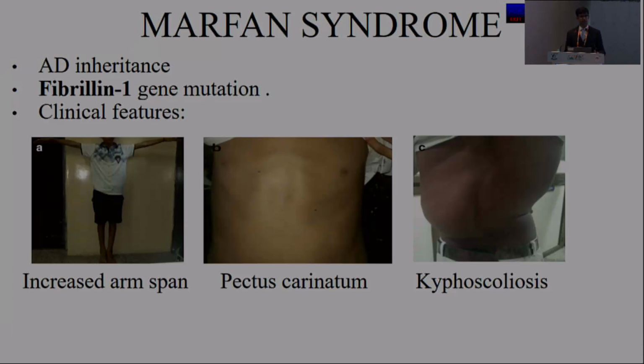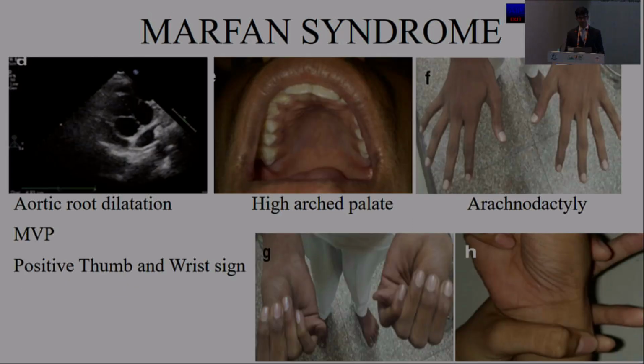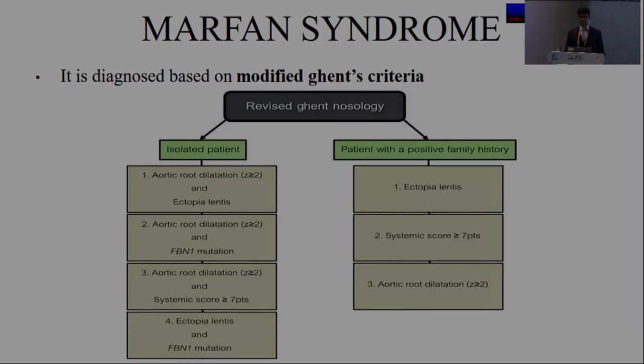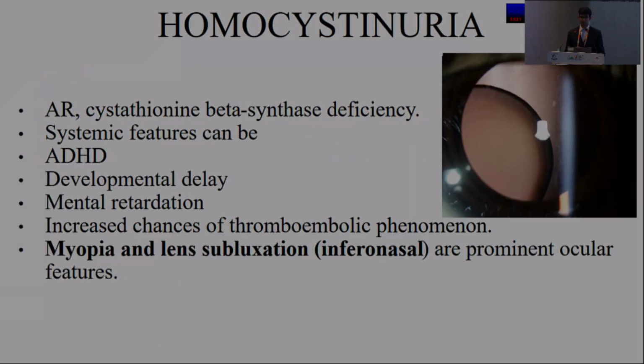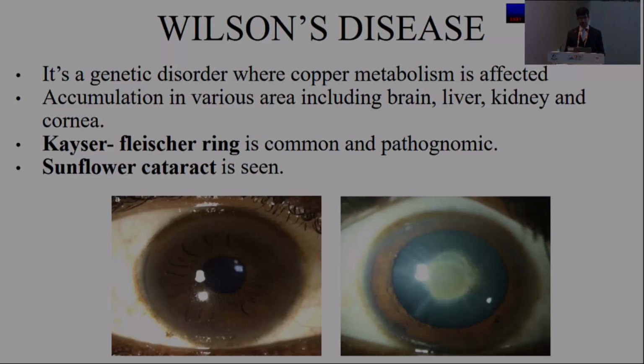Marfan syndrome is usually associated with subluxation of the lens with increased arm span, pectus carinatum, aortic root dilatation, high arched palate, long slender fingers, and the revised Ghent criteria have been used to diagnose Marfan syndrome. Galactosemia is associated with oil droplet cataracts. Homocystinuria again is associated with lens subluxations and myopia.